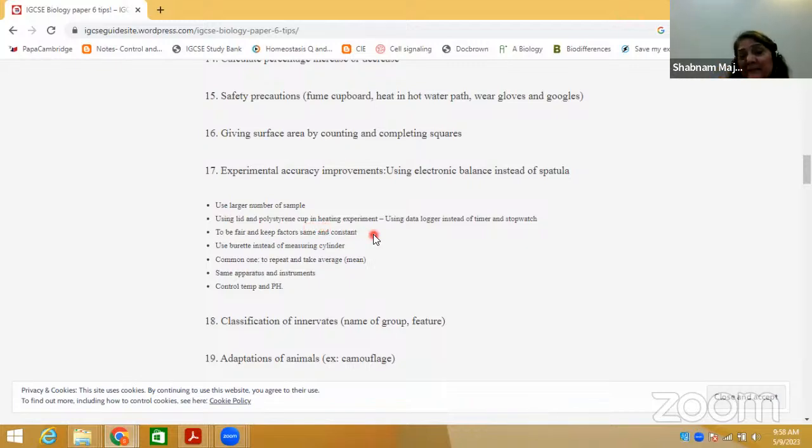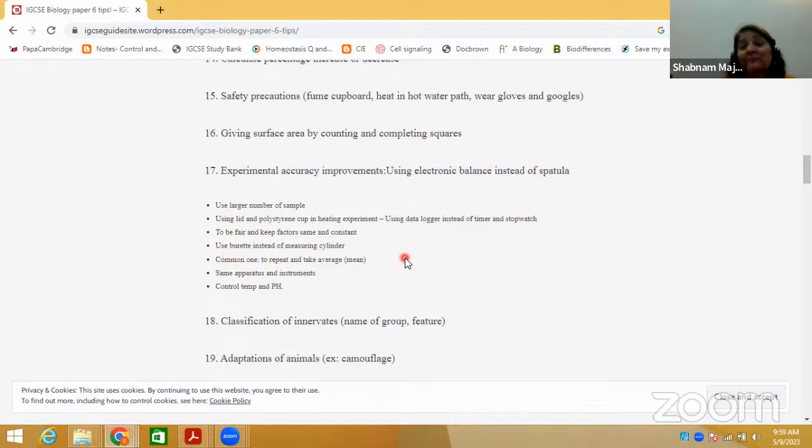In a heating experiment, use a data logger. A data logger can record data from the timer and stopwatch. A stopwatch is very important, you can start and stop it as well. You must know about probes in the fermenter. They basically detect changes in pH and temperature. All these things are very important to be fair and keep factors the same and constant. Fair means you should avoid any biased results, so there should be constant factors.